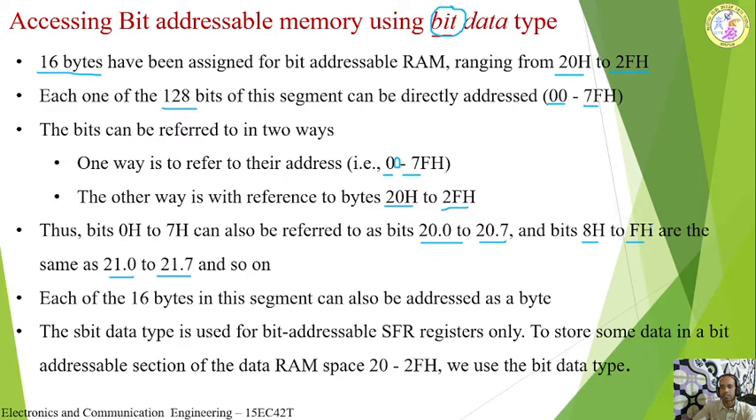So this is how you can write the direct address, or we can also write with the byte address. 21 is the byte address. So 0th bit of 21, first bit of 21. For example, if I write 21.1, it is the first bit of address 21, and so on up to the 7th bit of address 21. Each of the 16 bytes in this segment can also be addressed as a byte. To access all the bits, I can directly take the byte address. For example, if I want to access all the bits of the 20th memory location, then you directly use memory 20.